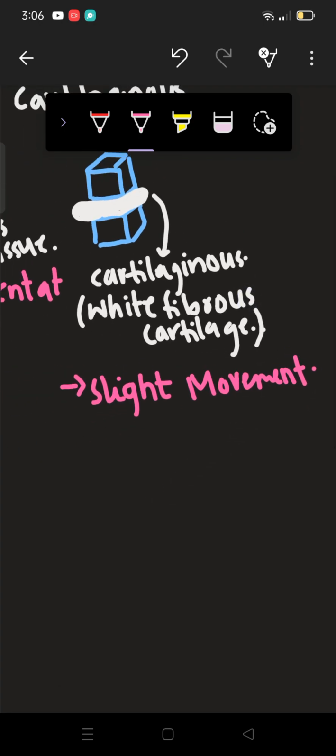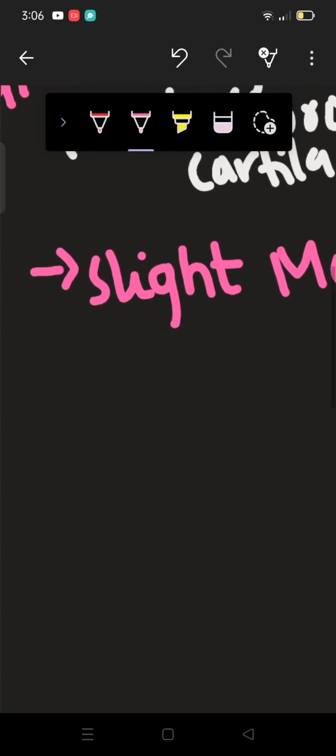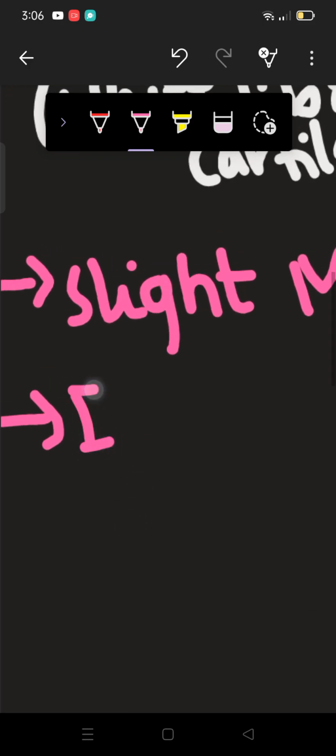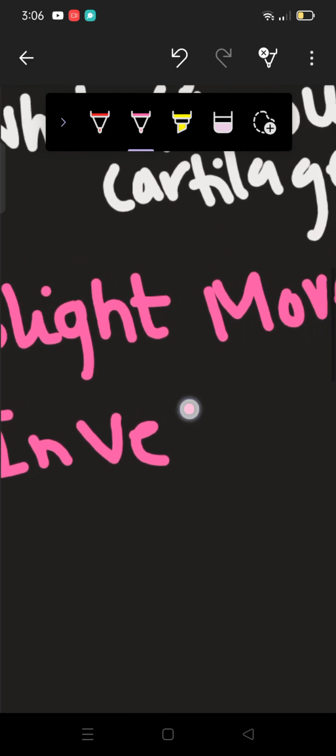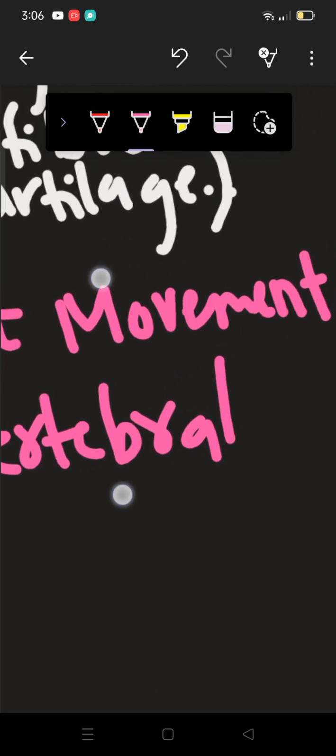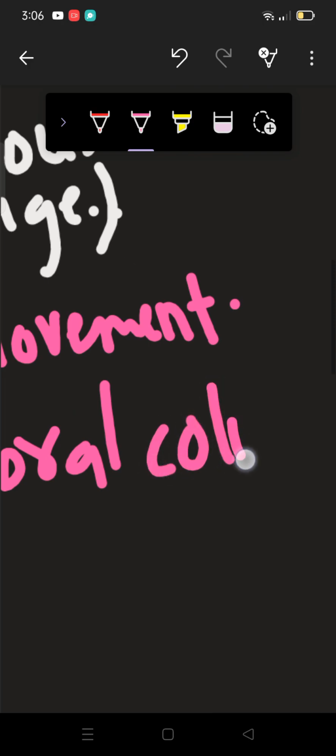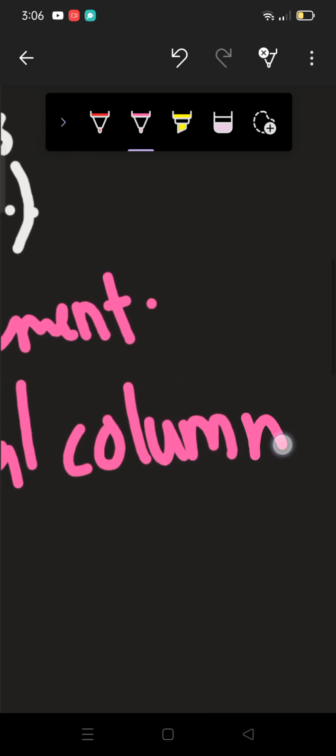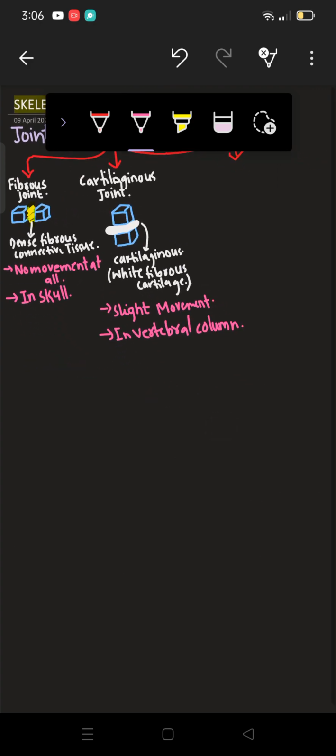In my body, wherever I have slight movement, that part will have a cartilaginous joint. This joint is present in the vertebral column, because we know that in the vertebral column we have slight movement. So there we have this joint, which is the cartilaginous joint.